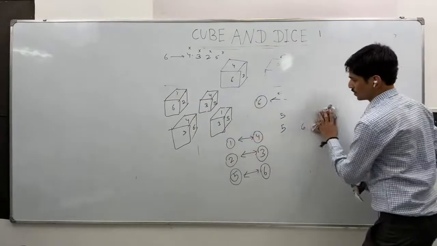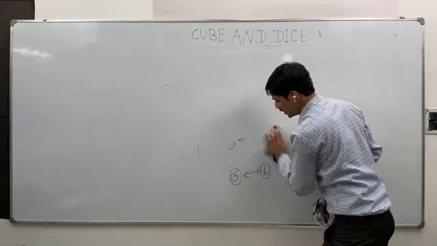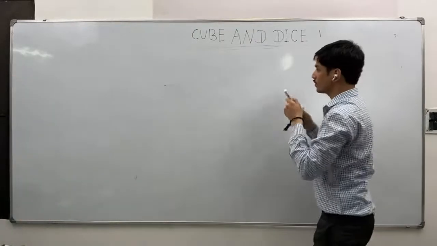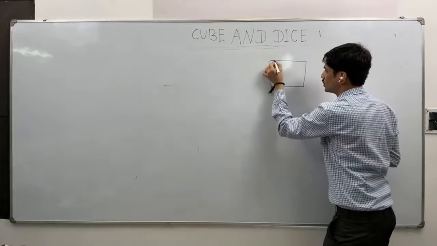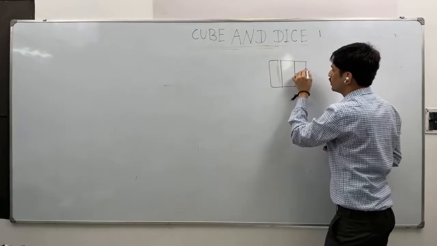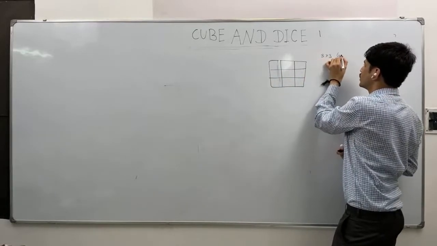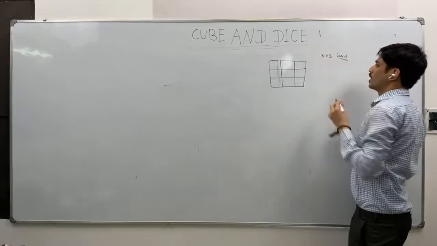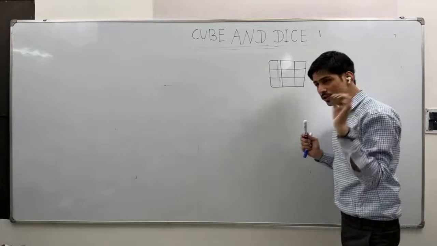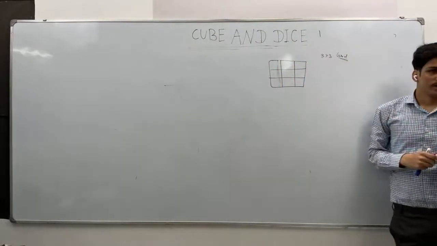Now I'll ask some questions. Let's see whether you can answer or not. Let's say you have a 3 cross 3 grid. It means you have this one, 3 cross 3, so this is a 3 cross 3 grid. My first question is, and let's say each length is 1 centimeter, so this is 1, 1, 1. First thing, tell me what will be the perimeter of this one.